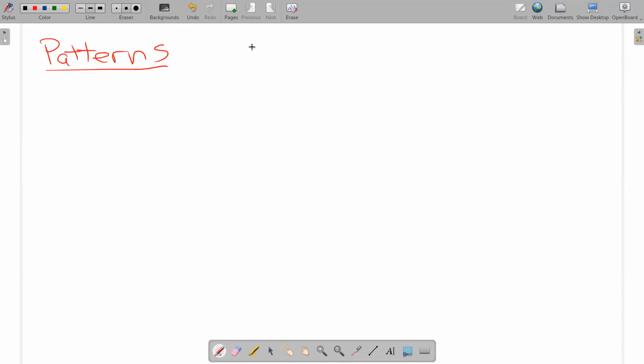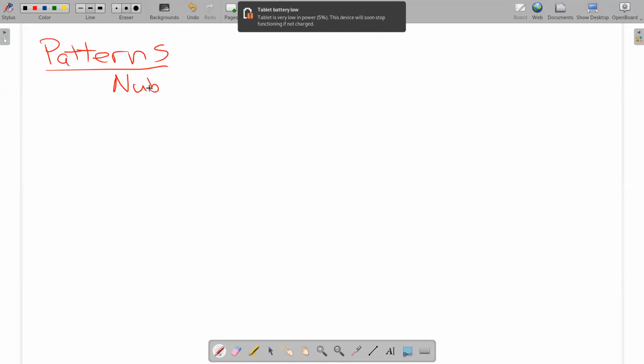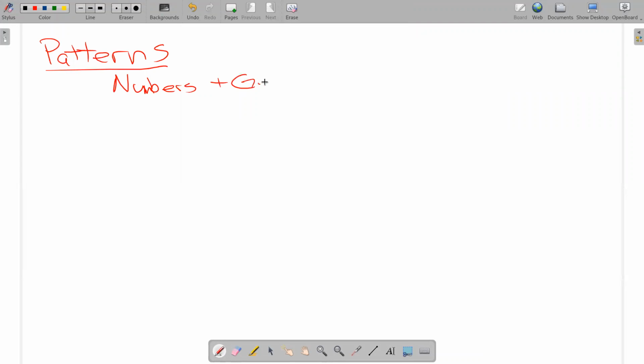Mostly what we're looking at is number patterns, but it could be patterns in geometry. Oh no. And numbers and geometry, and I'm gonna have to go get a charger. Give me one moment.